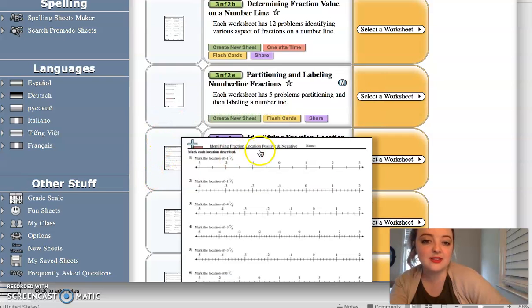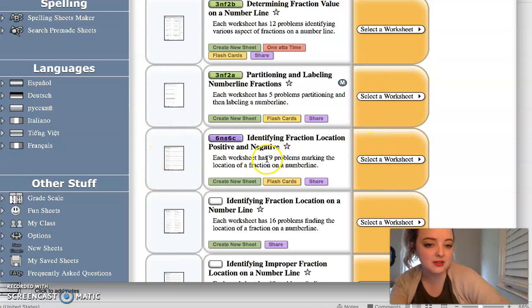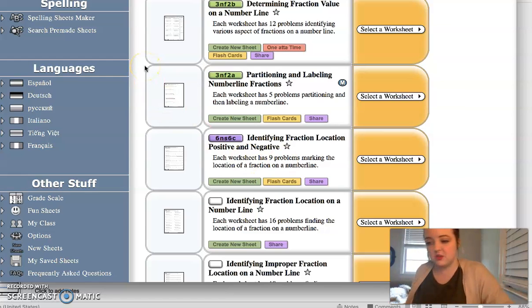So again, there are tons. I wouldn't really focus on positive and negative numbers now, or mixed fractions at the moment. We want to just get familiar with the basics before we jump into that.